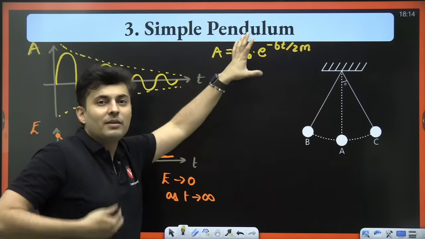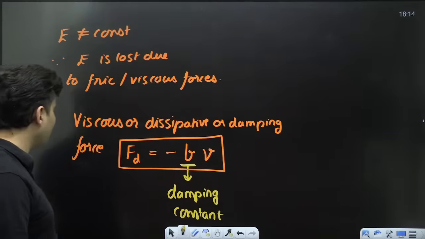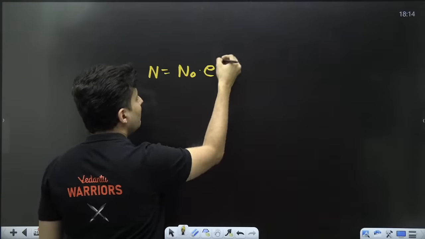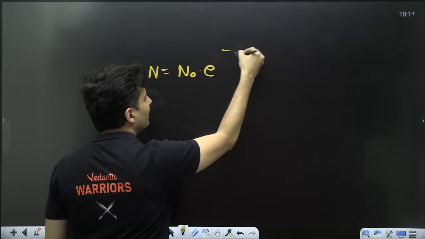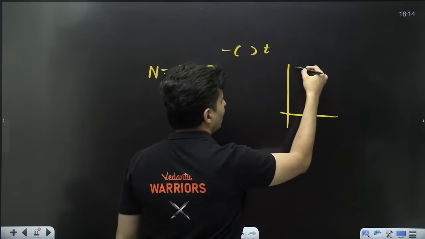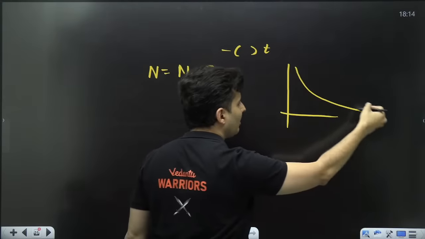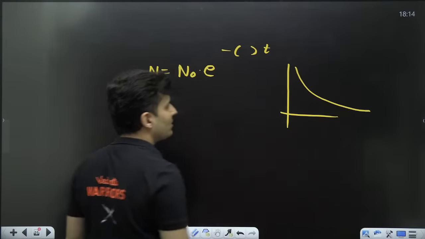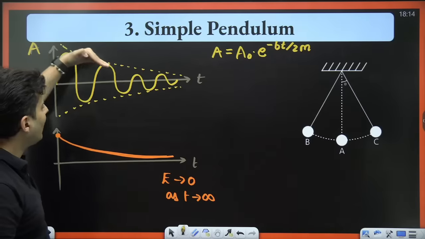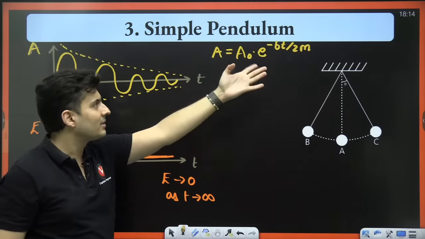Why am I saying exponential decay? Because you might have seen maybe in first order kinetics of chemistry, or even in the radioactivity law, N is some constant into e to the power minus something into t. And there also, the number of elements in radioactivity reduces. Or even in first order kinetics, the concentration reduces with time like this. So this is also a very, very similar equation. The amplitude keeps on reducing and becomes close to zero as time progresses. What is b?